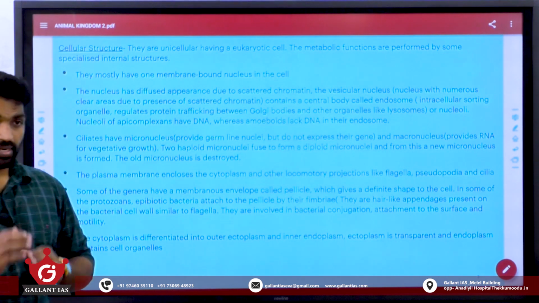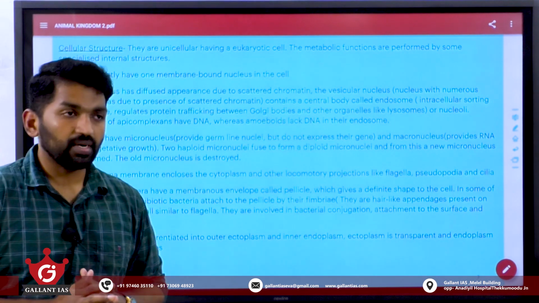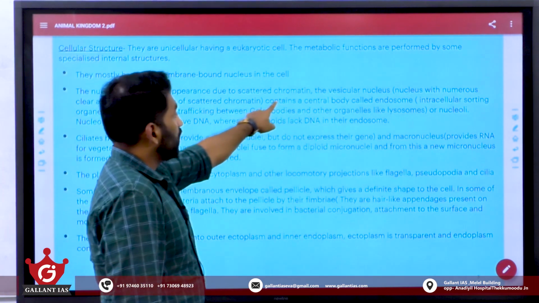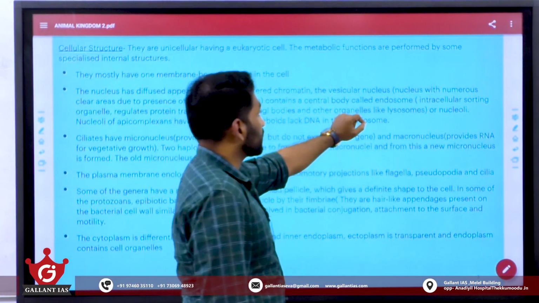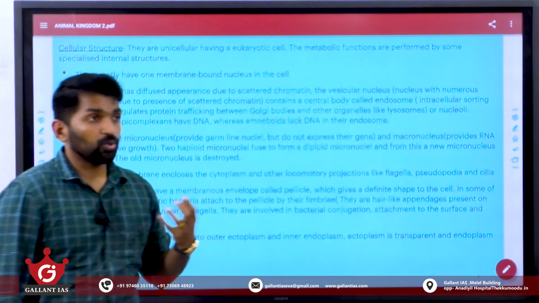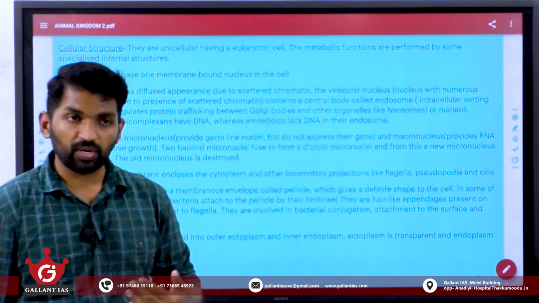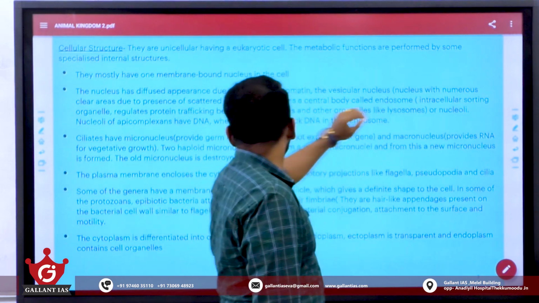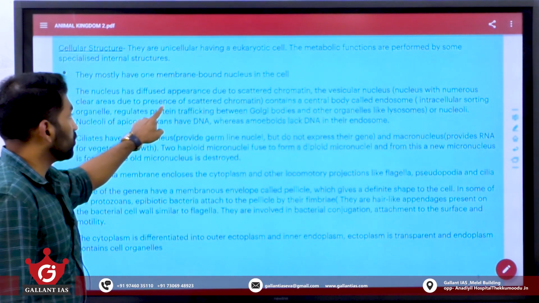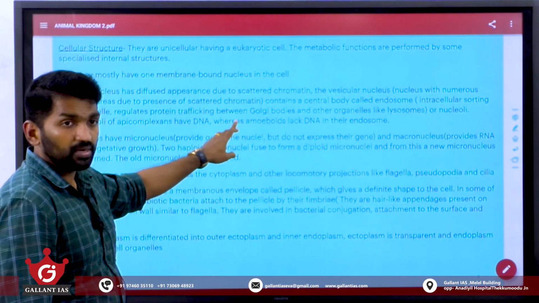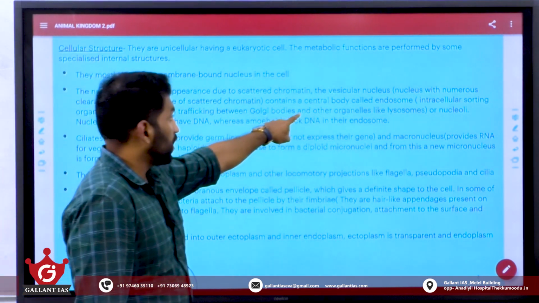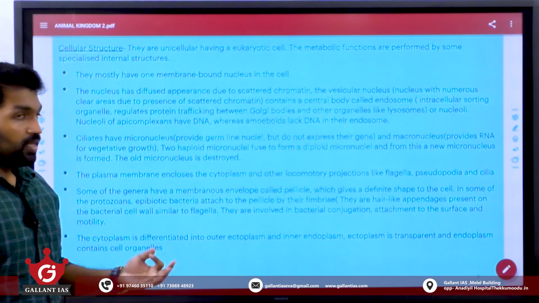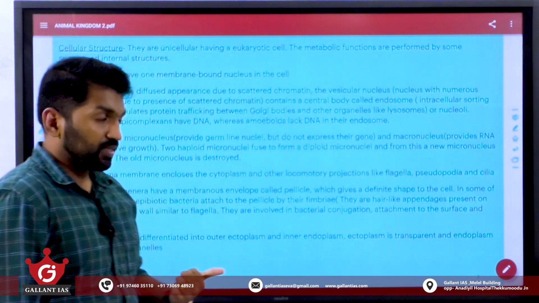The nucleus, though it is inside a membrane, is still diffused, and you will see scattered chromatin. Such a nucleus will always show a lot of spaces in between the nuclear material, right? So that will be a vesicular nucleus. A nucleus with numerous clear areas due to the presence of scattered chromatin or nuclear material is called a vesicular nucleus. Now there will be a central body called the endosome in the nucleus as well.